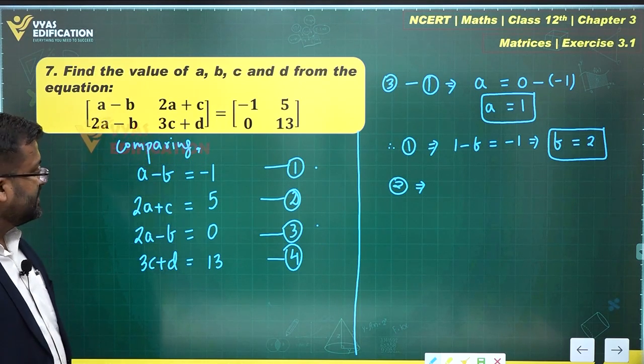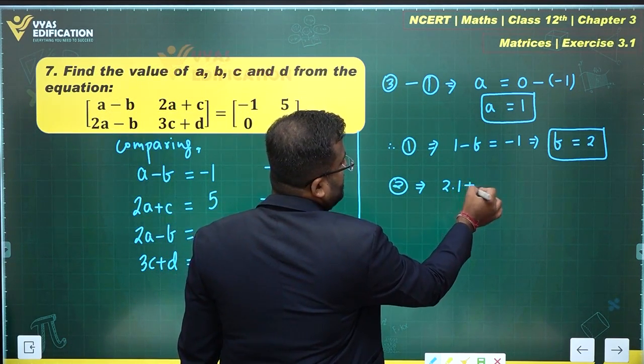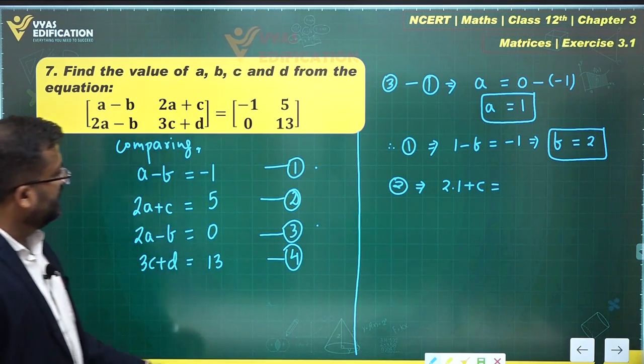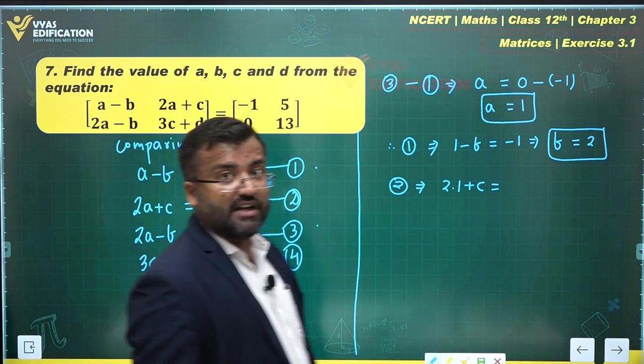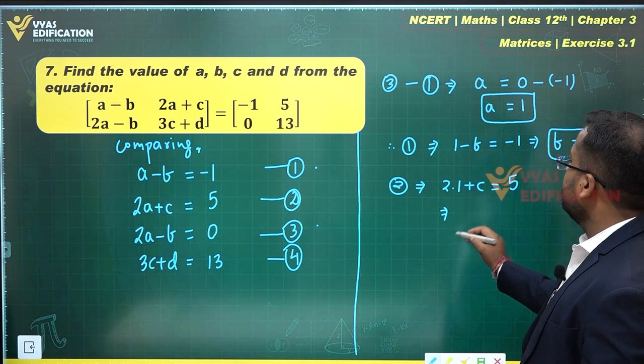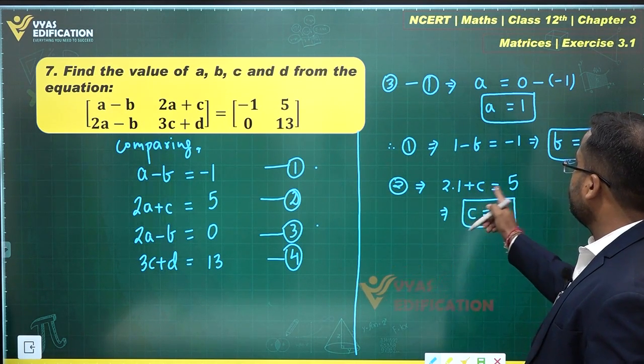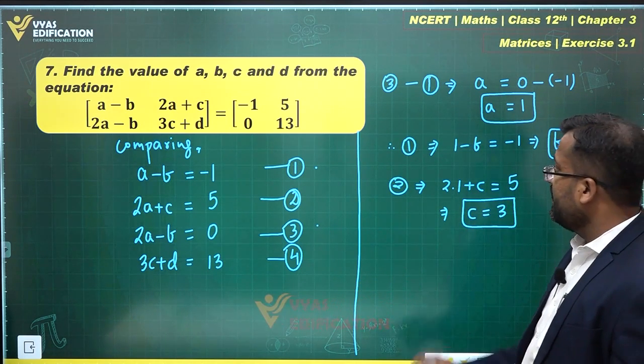What does equation 2 say? 2 times A plus C, which is 2 times 1 plus C, is equal to what? It is equal to 5. So let's write it. On the RHS, we have a 5. 2 plus C equals 5 gives me C equals 3.